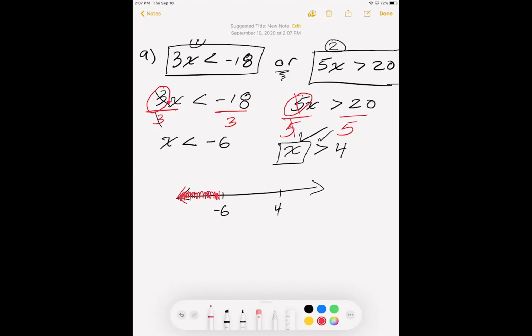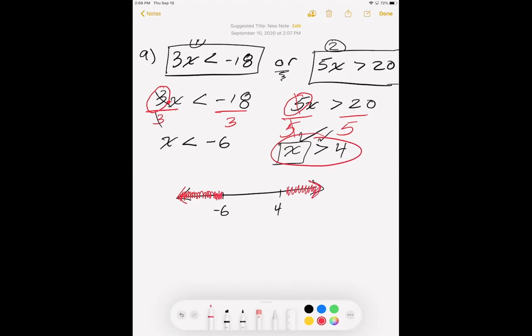And looking at this right here, on the right-hand side, do you guys still see the screen? Yes, I see the screen. And do you agree that any number to the right of 4 is bigger than 4?